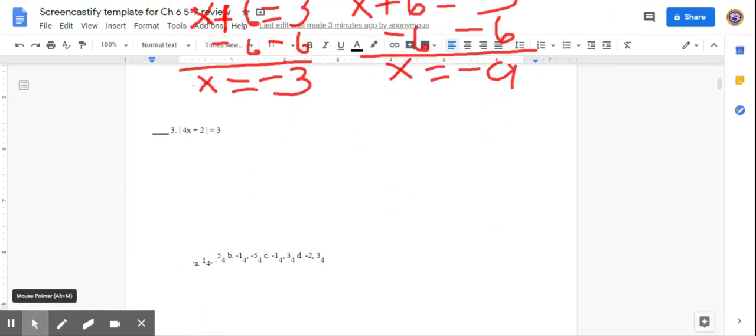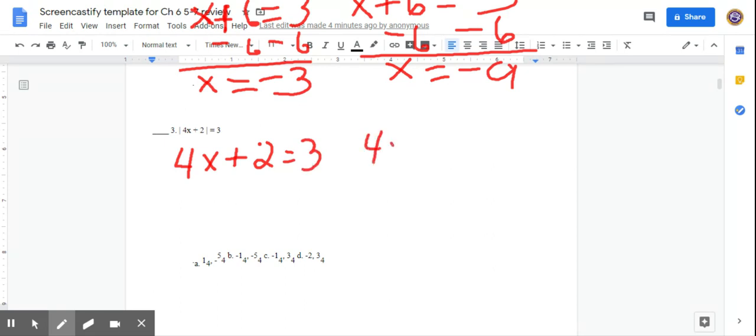Number 3, absolute value of 4x plus 2 equals 3. So again, 2 equations, 2 solutions. So drop and rewrite. You drop those absolute values. You rewrite the problem just the way you see it. Then you drop the absolute value again. You rewrite what's inside, and you take the opposite of the following number. So that 3 becomes negative.